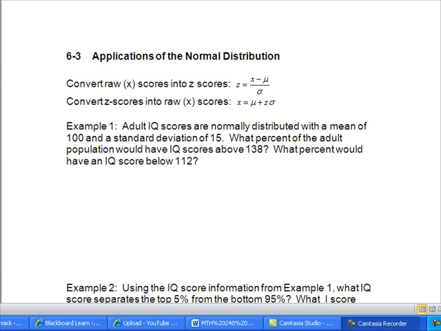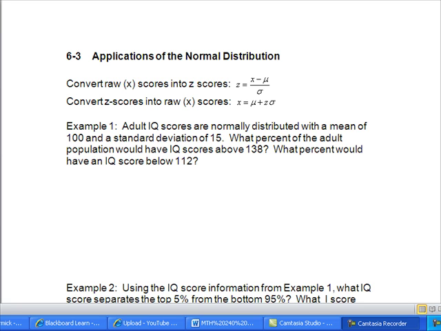The first one is the z-score formula. We take our data value minus the mean and divide it by the standard deviation to get our z-score. And we can look the z-score up in the table. So we'll be using the same tables we did in 6-2. We also sometimes will be converting z-scores into the actual scores themselves.